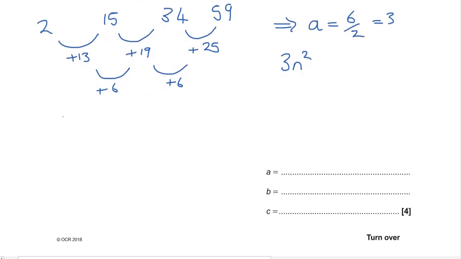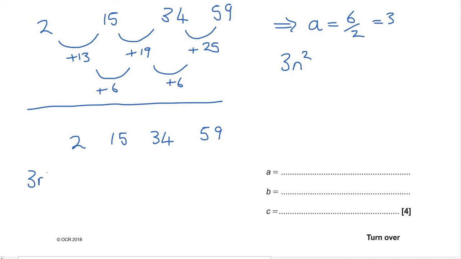Okay, to find b, let's come down here. Again, let's look at our original sequence, 2, 15, 34, and 59. And let's look at 3n squared for values of n. So if n equals 1, then 3n squared is 3. If n equals 2, n squared is 4, times 3 is 12. If n equals 3, n squared is 9, times 3 is 27, and so on.